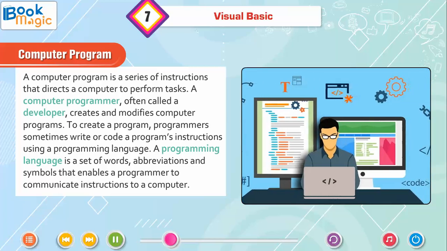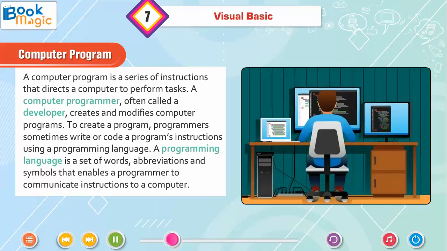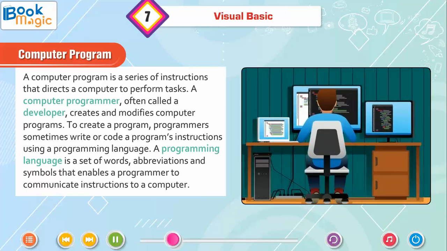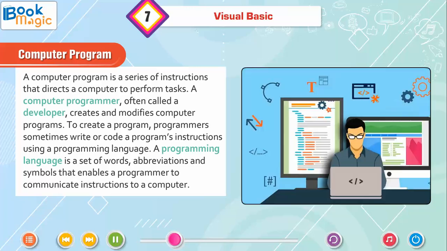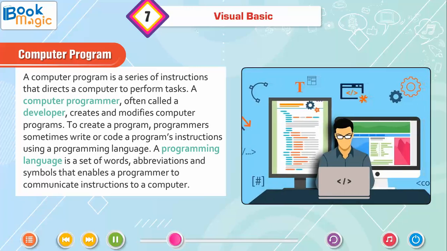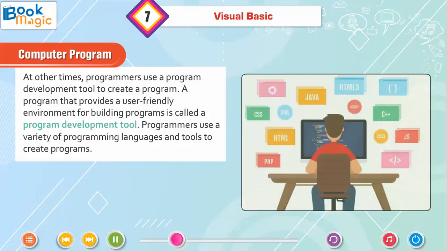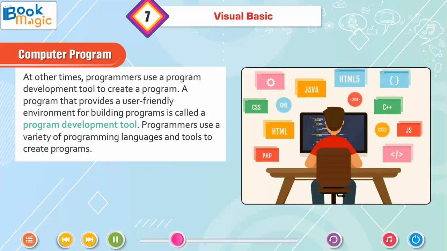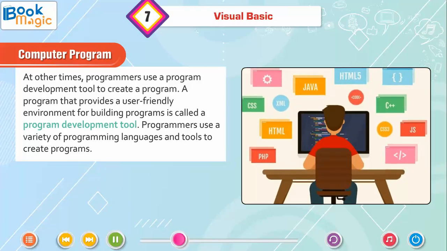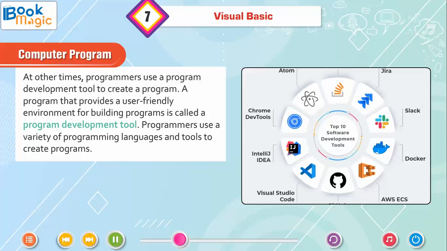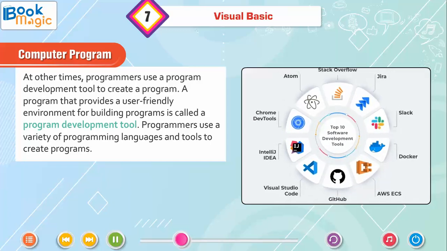To create a program, programmers sometimes write, or code, a program's instructions using a programming language. A programming language is a set of words, abbreviations, and symbols that enables a programmer to communicate instructions to a computer. At other times, programmers use a program development tool. A program development tool provides a user-friendly environment for building programs.